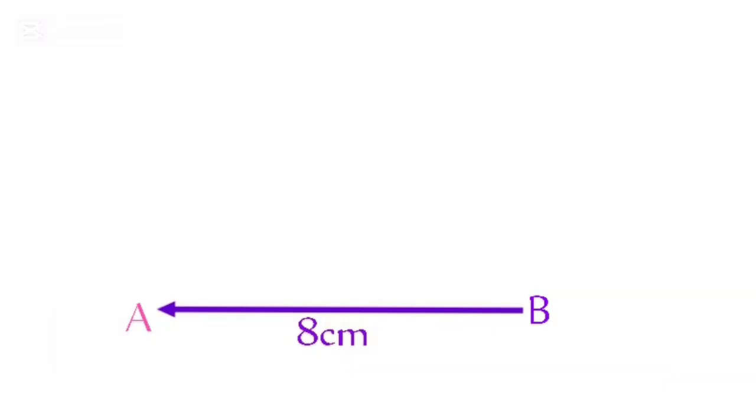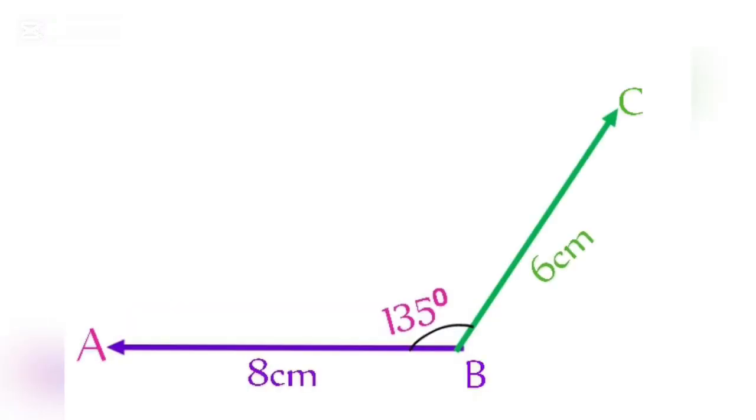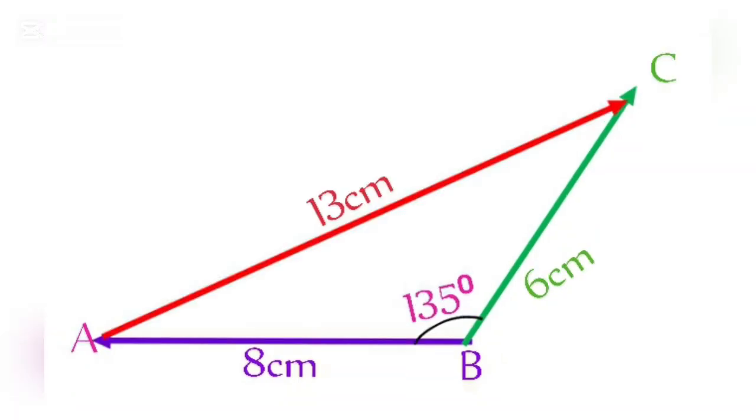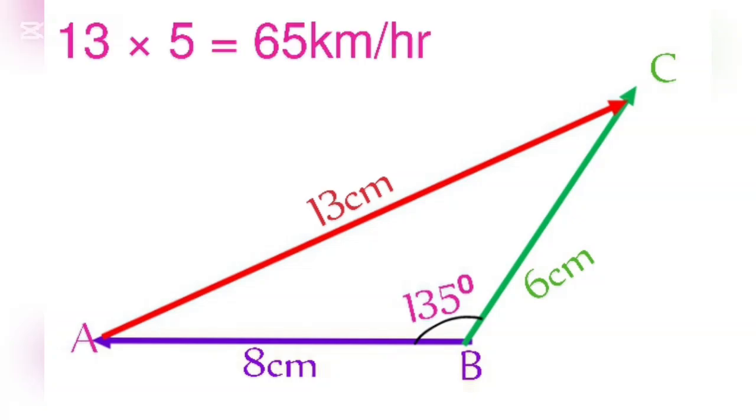Draw a straight line AB 8 centimeters. Now, with your protractor, measure out 135 degrees. Draw 6 centimeters from point B to C. Measure the line AC. If you have done your work correctly, you should have about 13 centimeters. Multiplying this by 5, converting back to kilometers per hour, we will get 65 kilometers per hour.